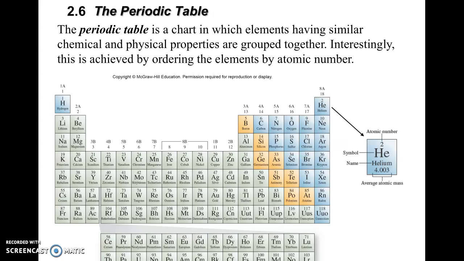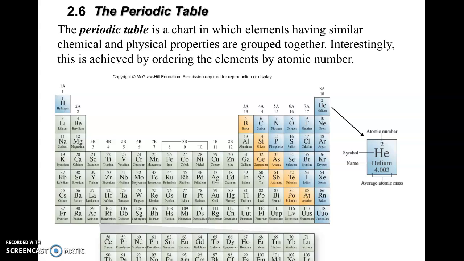All right, so now we're going to talk about the periodic table. And the periodic table is useful to chemists in that it shows us a relationship between various elements. And it is arranged so that elements that have similar chemical and physical properties are grouped together. And interestingly, this can be achieved by ordering these elements in atomic number.